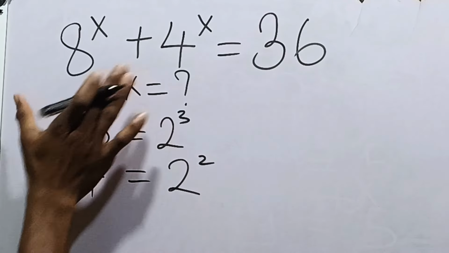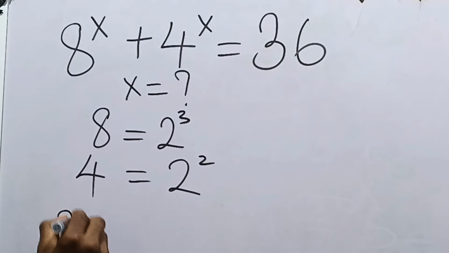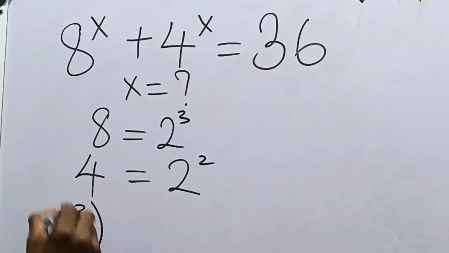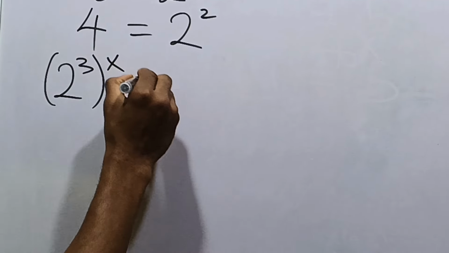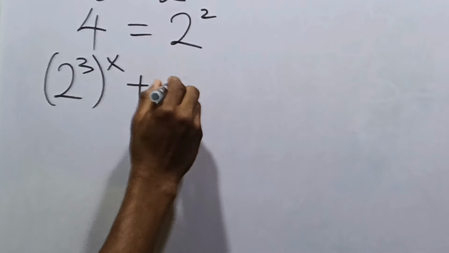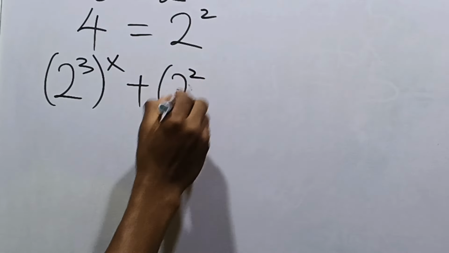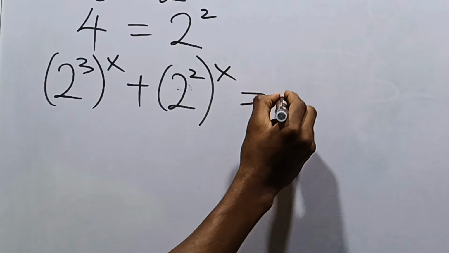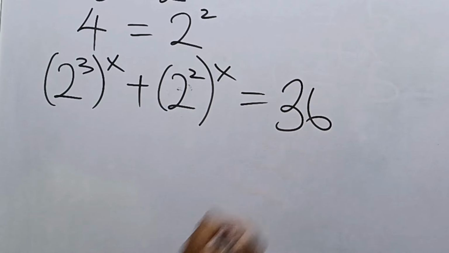So you can rewrite these to be equal to 2 raised to the power 3, raised to the power of x, plus 4, which is 2 squared rather. So we have 2 squared raised to the power of x again to be equal to 36.